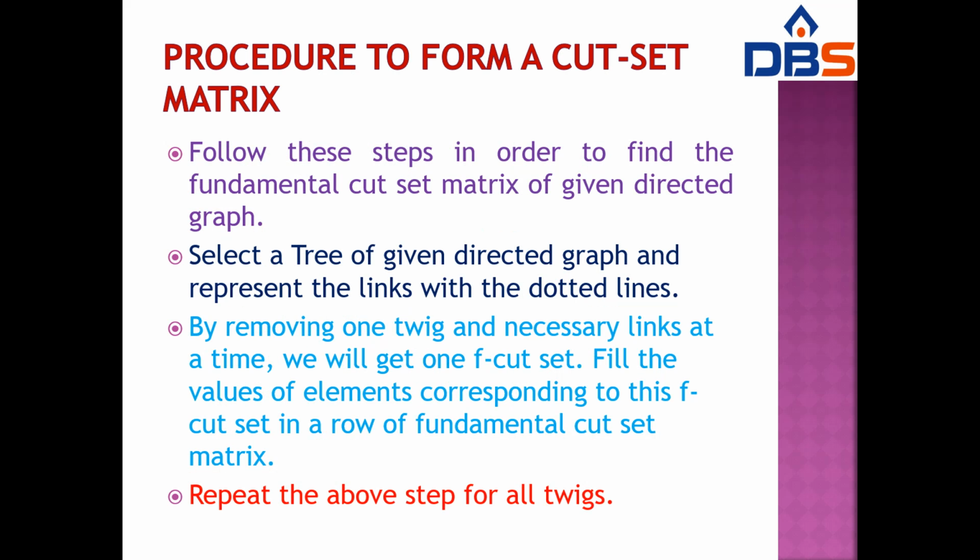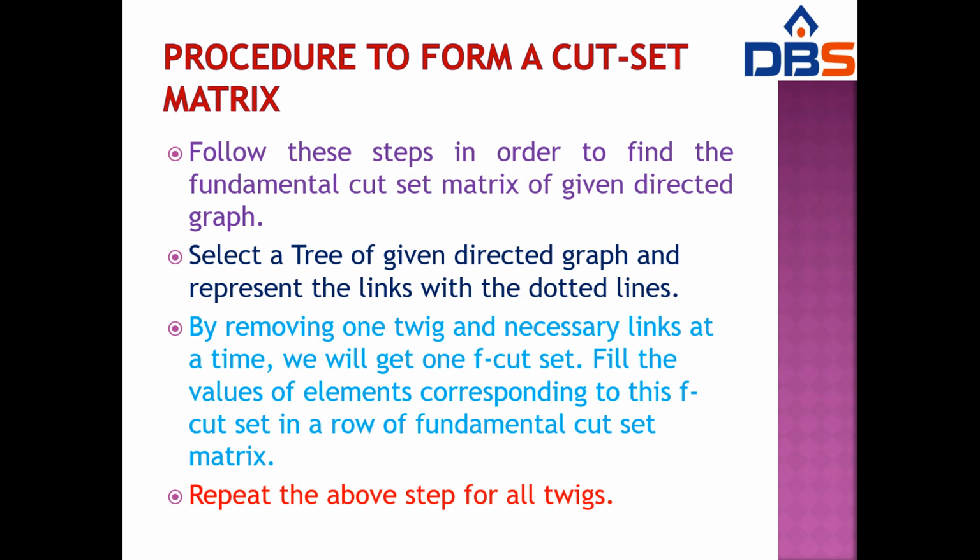Procedure to form a cut-set matrix. Follow these steps in order to find the fundamental cut-set matrix in a directed graph. First, select a tree of the given directed graph and represent the links. By removing one twig and the necessary links at a time, we will get one cut-set. Fill the values of elements corresponding to this fundamental cut-set in a row of the fundamental cut-set matrix. That means, for each cut-set, there is only one twig and a number of links.